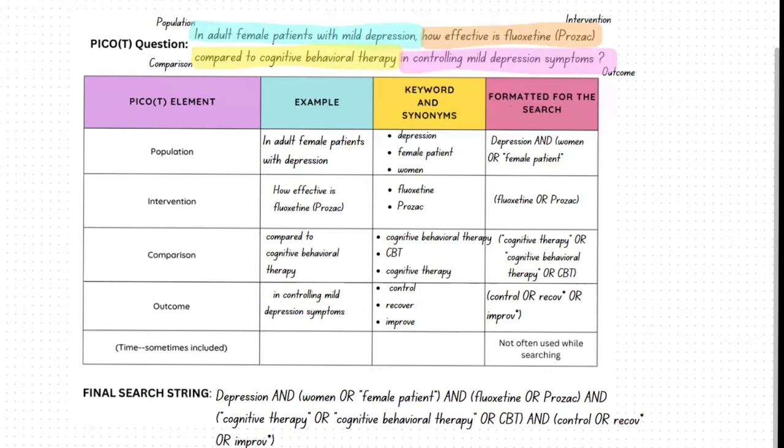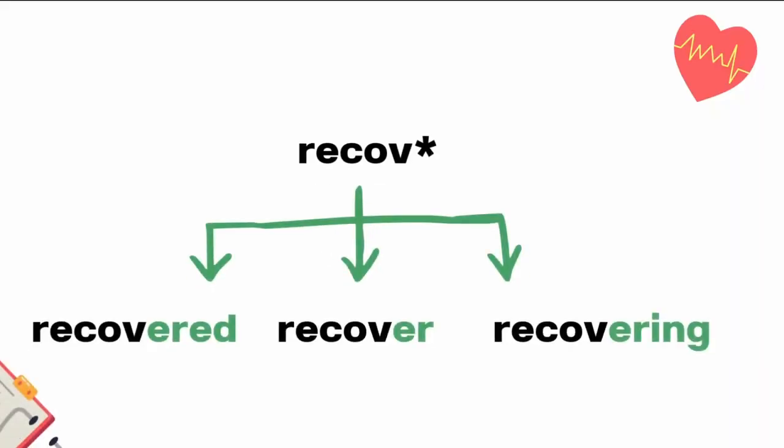We subtract the end of words and add an asterisk if we want to search for any ending of that word that could have multiple related endings. In this case, we do that for recover and improve so that we can find items with recovery or recovered or improve or improved as well.